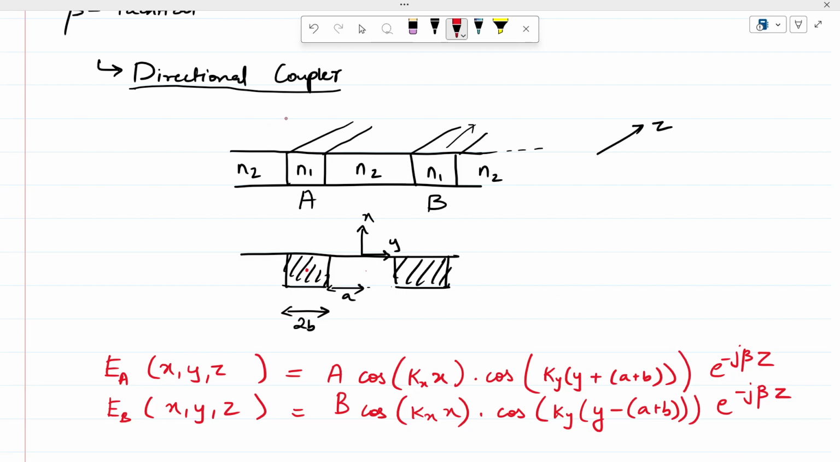Now say that I send light in waveguide A. So if I'm sending a light mode in waveguide A, there is some evanescent field that will interact with waveguide B. So then that will perturb waveguide B. So if I'm looking at it from the perspective of waveguide B, how will the perturbation look like? So let me write that down.